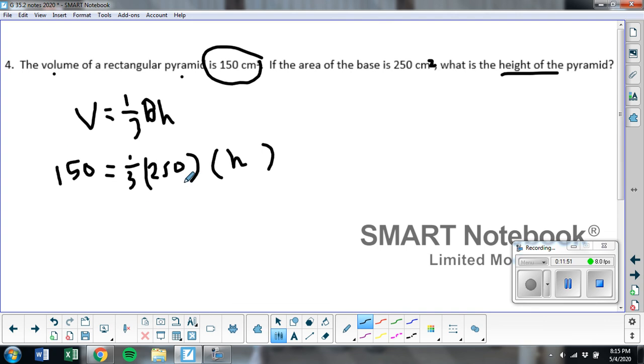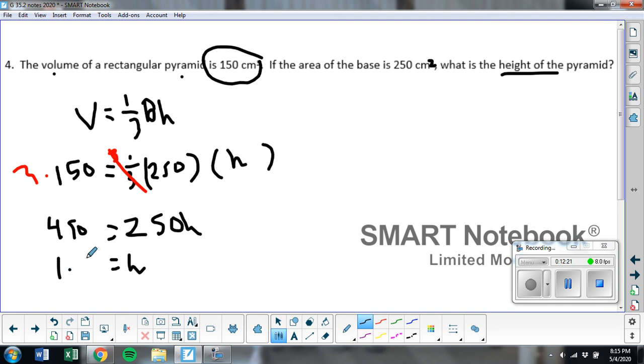So you could do a couple different things here. You can combine the 1/3 and the 250. I prefer to get rid of the 1/3 by multiplying both sides by 3. So that's going to end up giving me 250h. And 150 times 3 is 450. Okay, divide both sides by 250. You get 1.8. And it's height, so our label should just be centimeters. We don't label it in centimeters squared or cubed. So don't be confused by words.